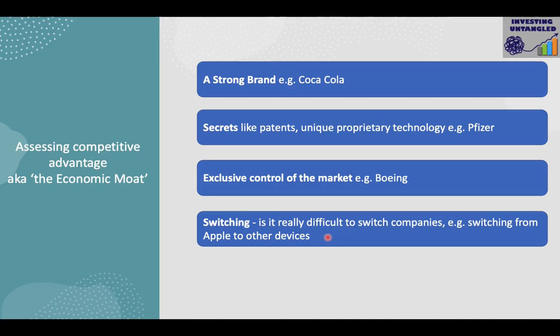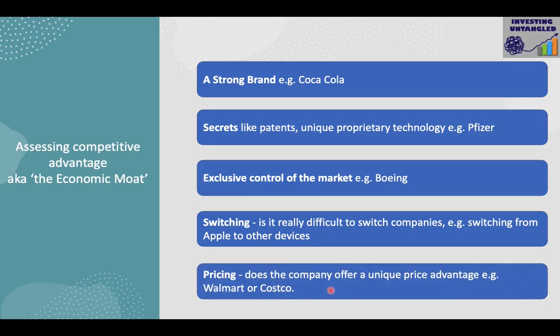A typical example is Apple. Apple products are compatible with each other, but not necessarily compatible with other devices, and that gives Apple a competitive advantage, as consumers have a hard time switching from this brand. And finally, the last indicator is pricing. What that means is, does the company offer a unique pricing advantage?